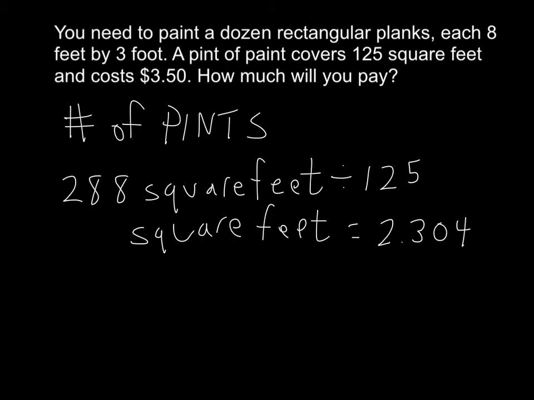Well, okay, you've got a problem. You can't walk into a store and say, I need 2.304 pints. So how many pints do we need? Well, we need 2 and some more. So I need 3 pints. Okay, once we have that, we've got to remember that number because that's what we're going to use to find the cost.